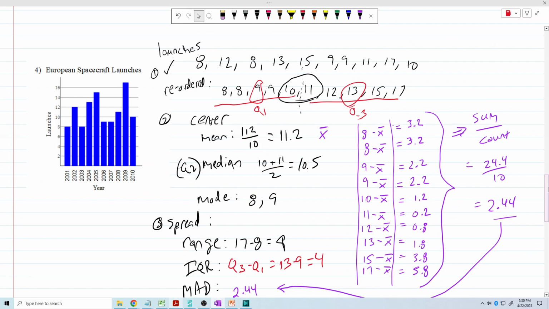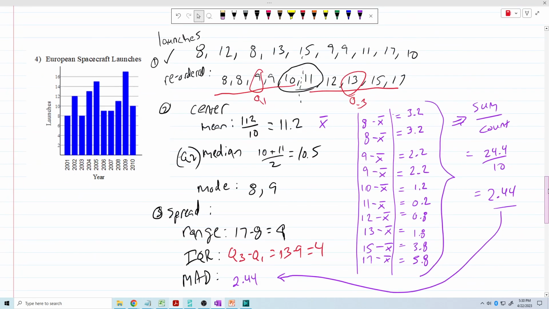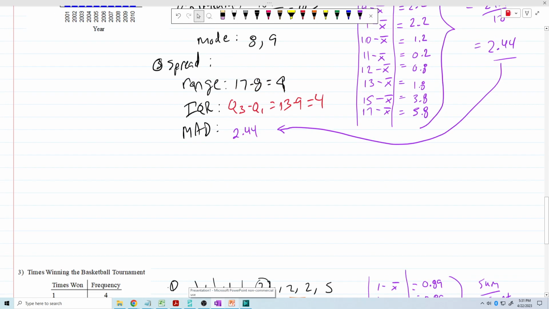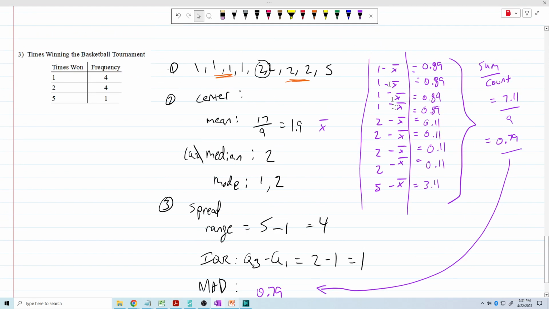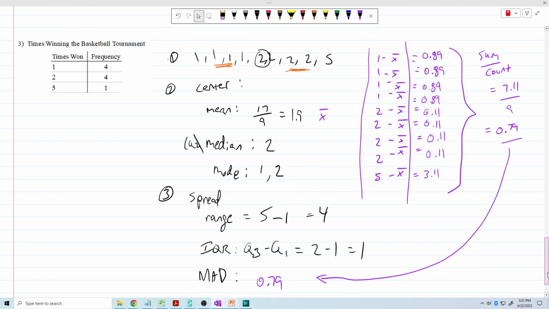This one here, same stuff. Actually, not at all different, in fact. Data point minus the mean. Get a list of deviations. Then take the average of all those deviations, and you get an answer, 2.44. Same here. Data point minus the mean equals something. All those somethings added together, divided by the total amount of those somethings, gives you a mean absolute deviation there.